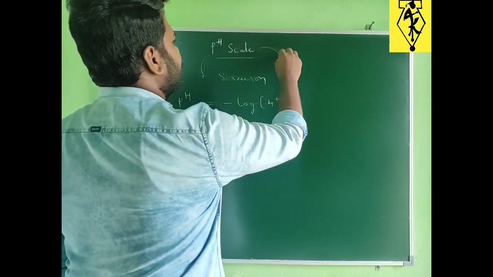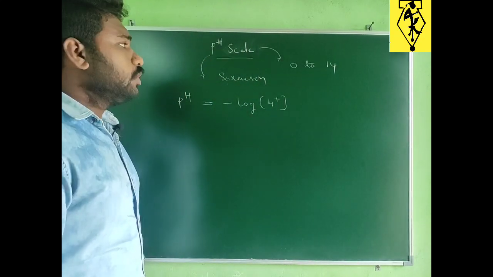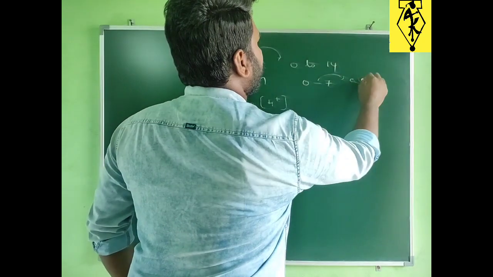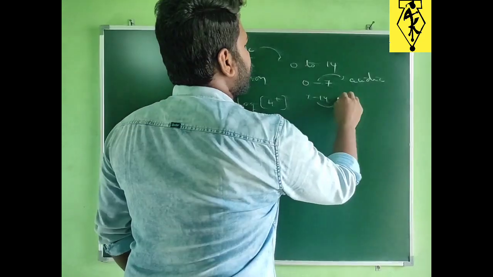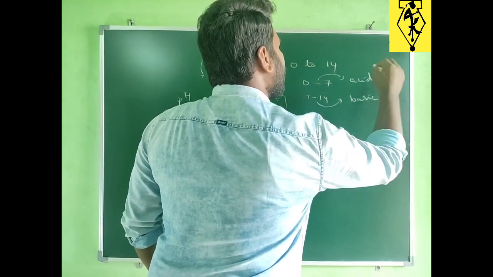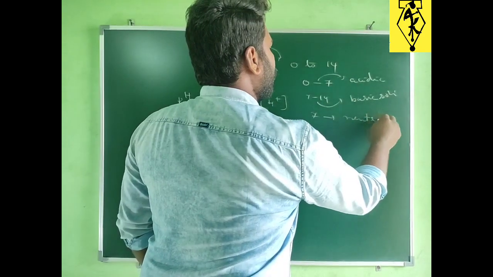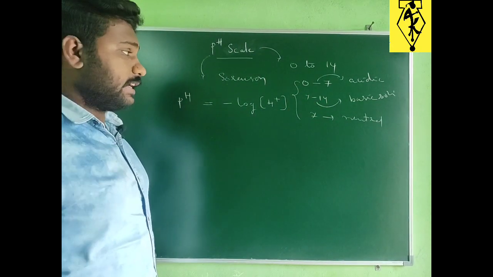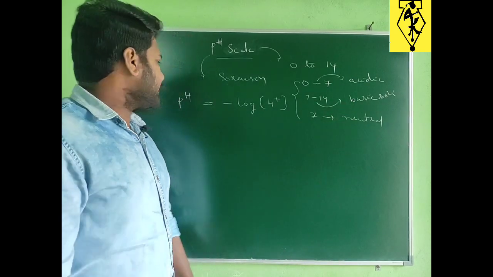The scale ranges from 0 to 14. From 0 to 7, we can find the acidic region, and 7 to 14 is related to basic solutions, and exactly at 7 it is neutral. So based on these pH values, we can predict the nature of the solution, whether the given solution is acidic or basic or neutral, right?